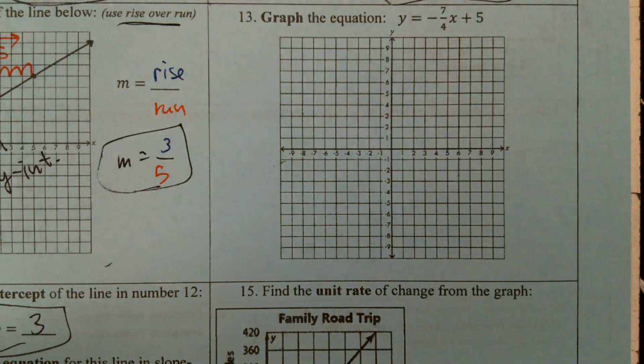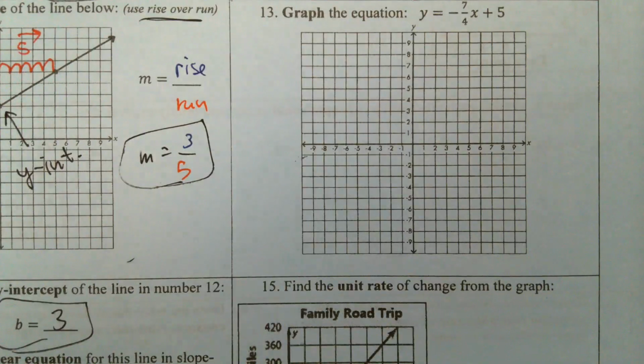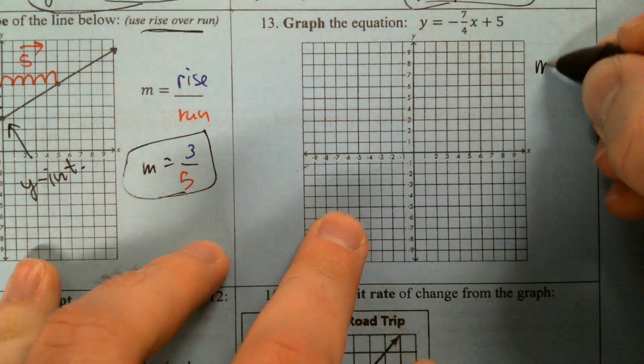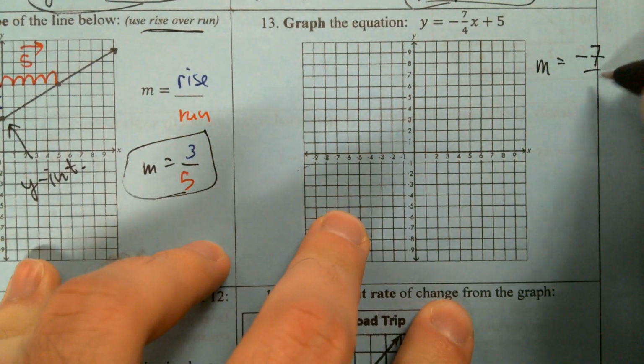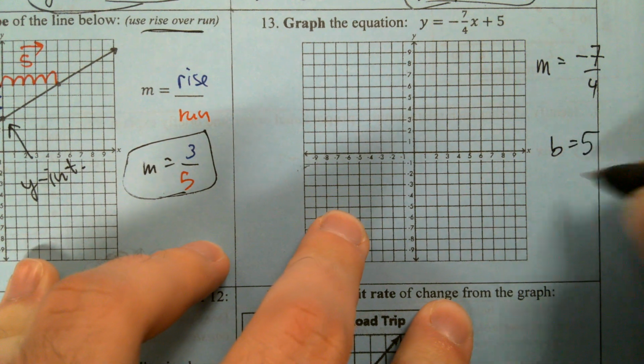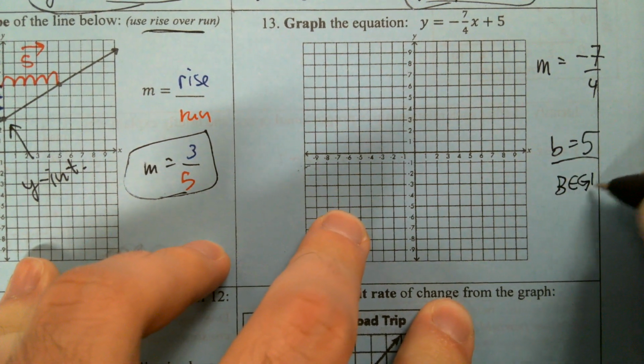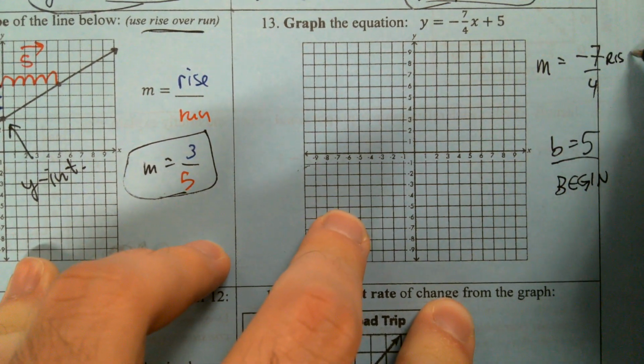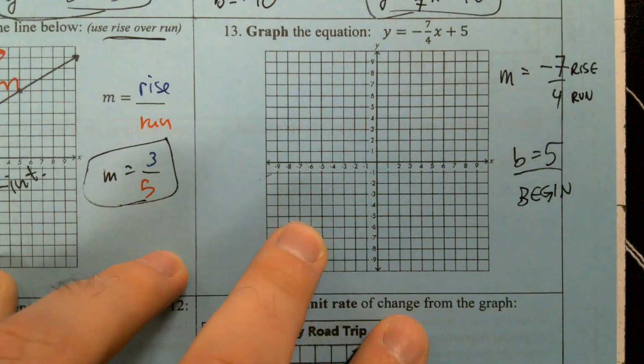Remember, there's 6 steps. 4.3, it's our most recent lesson. We got to start by identifying M and B. M is negative 7 over 4. B is 5. B is where we begin. What direction should we rise 7 units? Are we going to rise up or down? We're going to rise down.